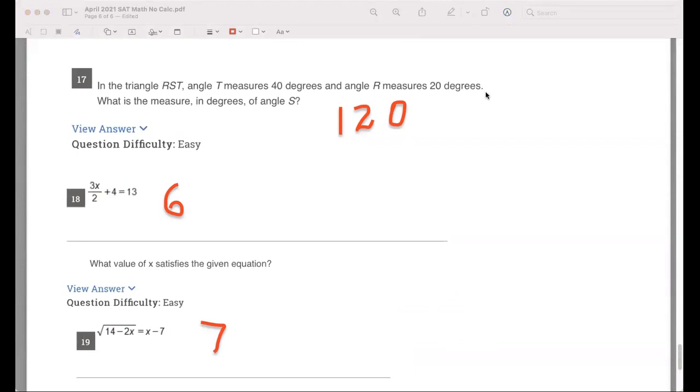This was the no calculator section of the April 2021 paper. I'll be uploading the solutions to the others soon.